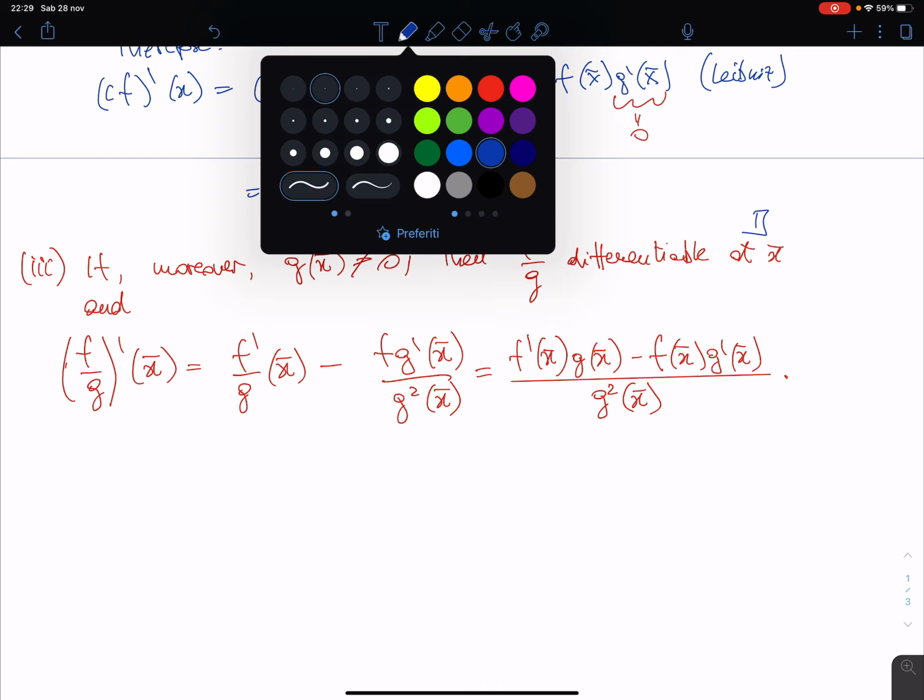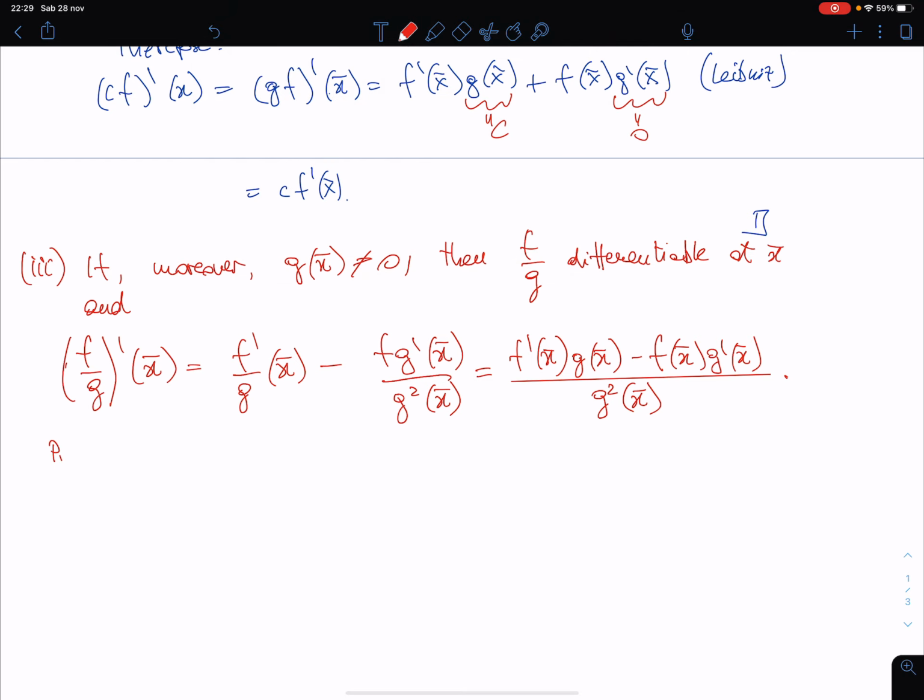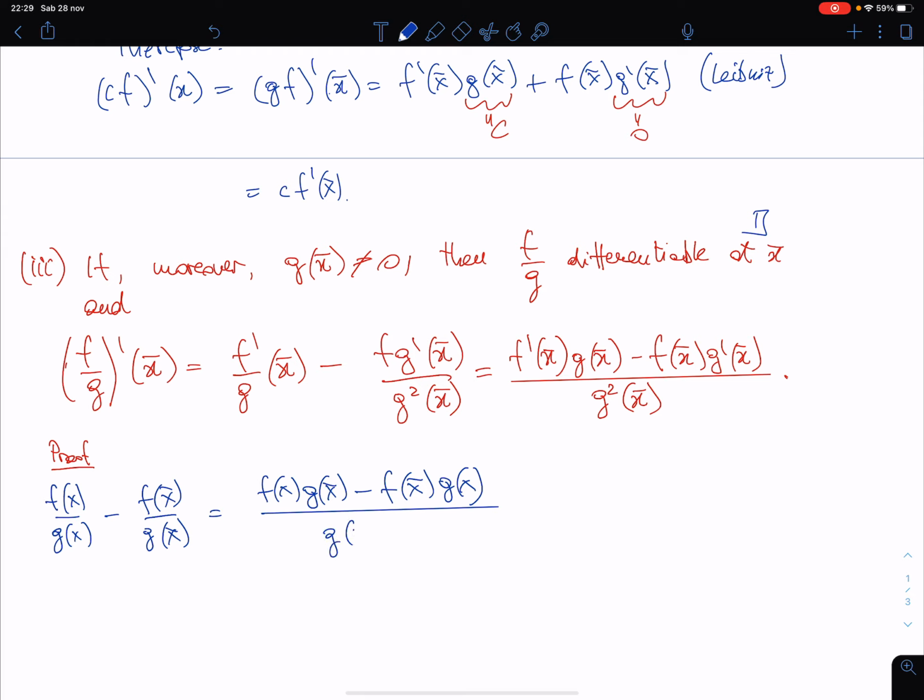I write here proof. We have f of x divided by g of x minus f of x bar divided by g of x bar. This is equal to f of x g of x bar minus f of x bar g of x, divided by g of x g of x bar.